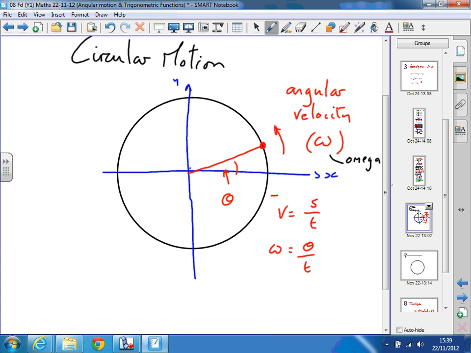So there's a direct relationship between angular velocity and linear velocity in their sense. So if we talk about circular motion, we talk about angular velocity. V, linear velocity, yeah. And the units, we measure linear velocity in meters per second, and we measure angular velocity in radians per second.